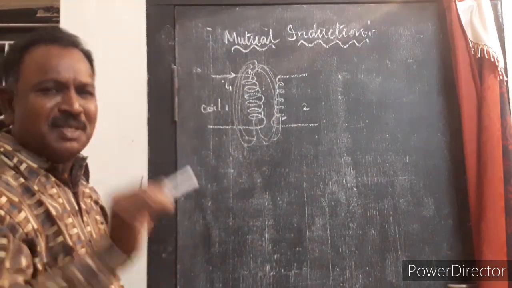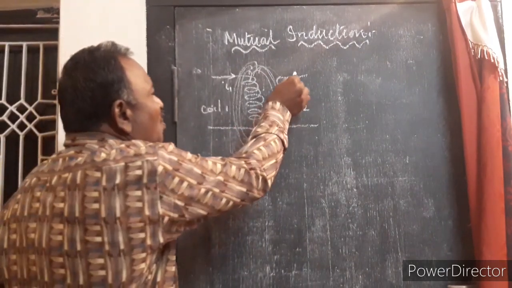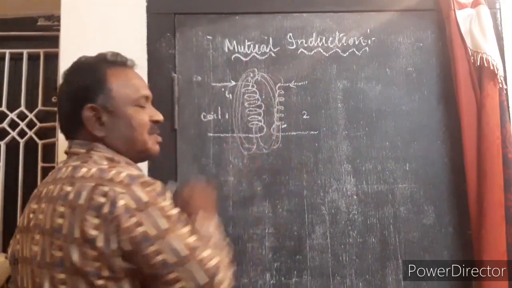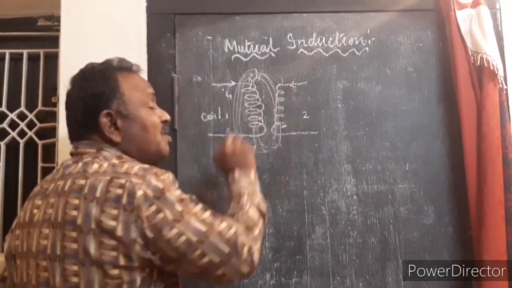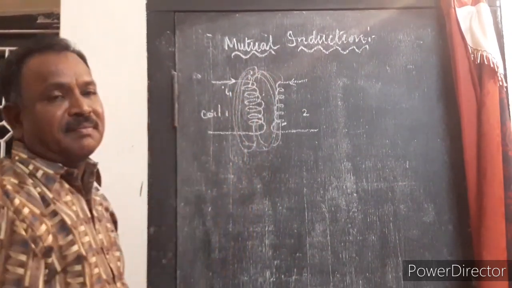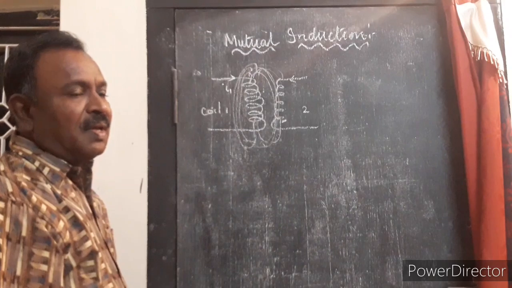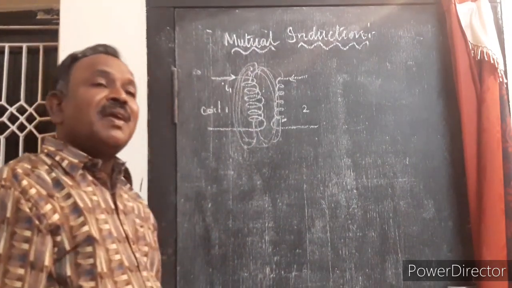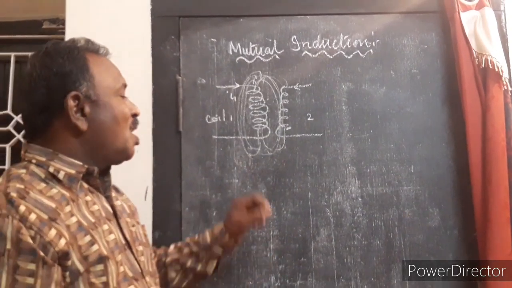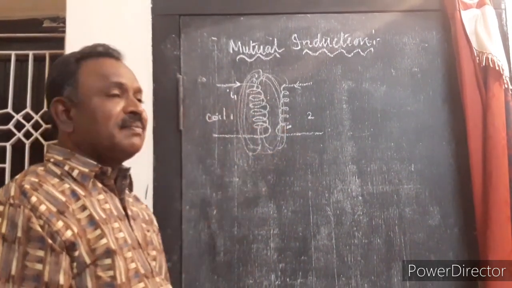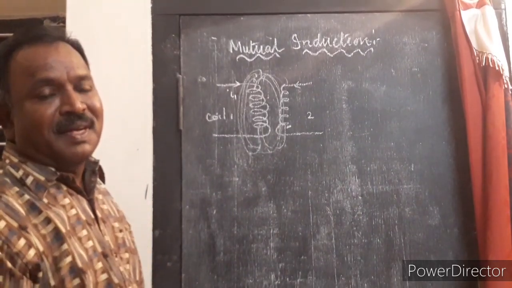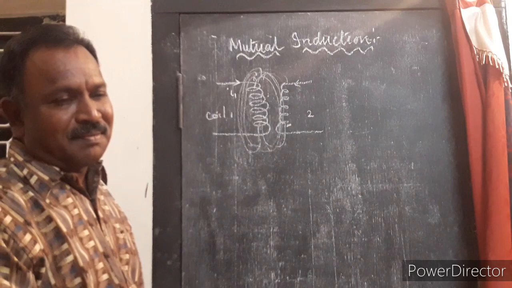In a similar way, if I allow current to pass through coil 2, it will produce magnetic flux. When current through coil 2 changes, an EMF is induced in coil 1. So this property of a given pair of inductors to produce an EMF in one when current through the neighboring coil changes is called mutual induction.